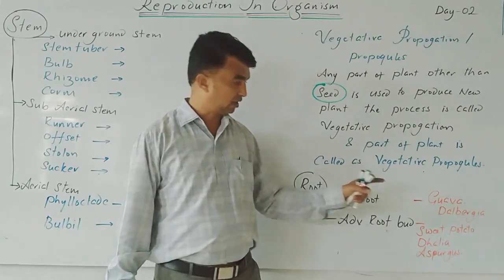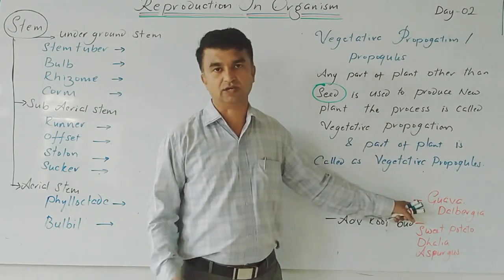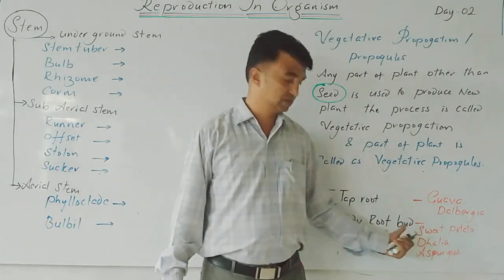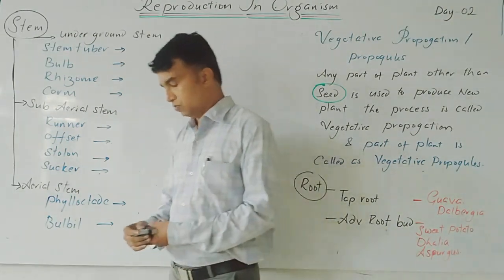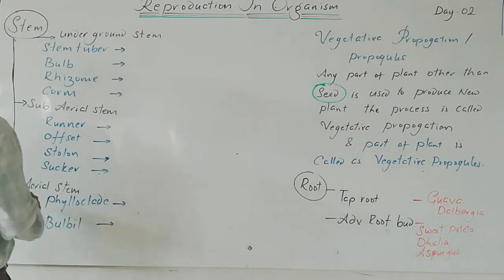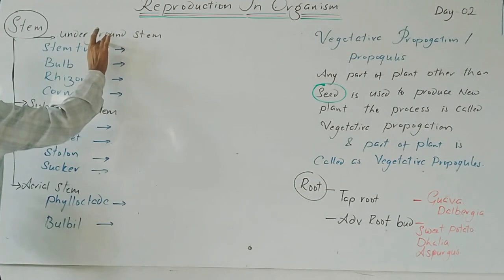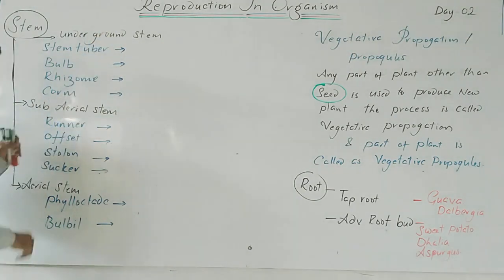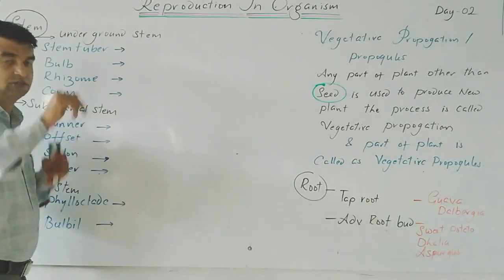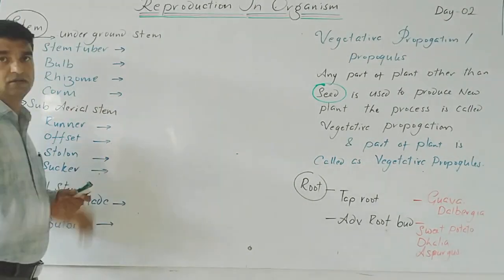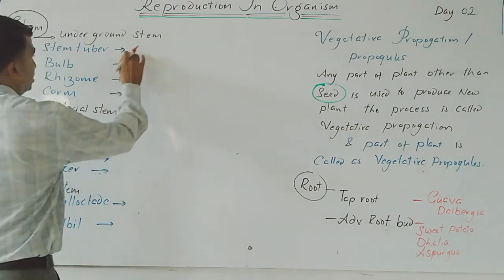The taproot cuttings can be used as vegetative propagation in the case of guava and Dalbergia. The adventitious root buds can be used in sweet potato, dahlia and asparagus. Clear? Now one by one, we will take the stem cuttings. It is classified into three types: underground, subaerial and aerial. Underground means below the soil, subaerial means just touching the soil, and aerial means it is above, the superior part. Clear?